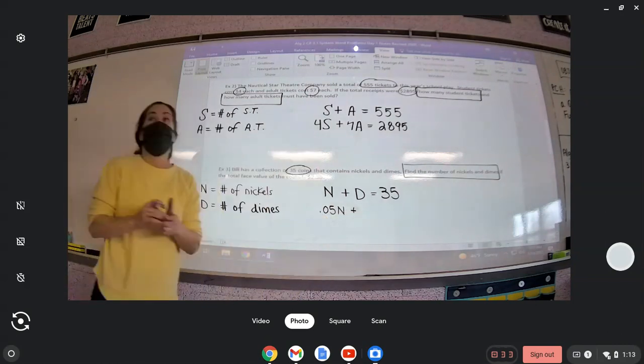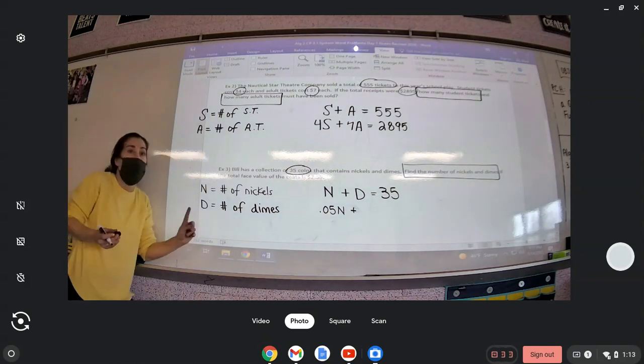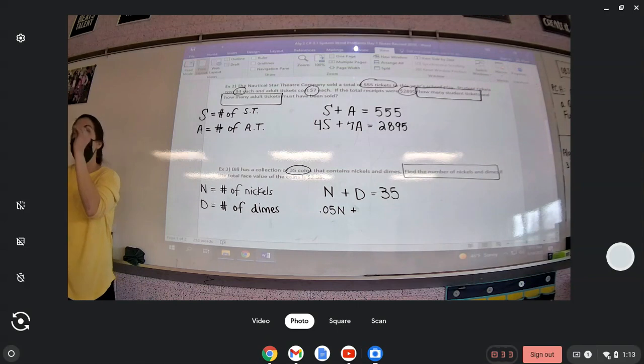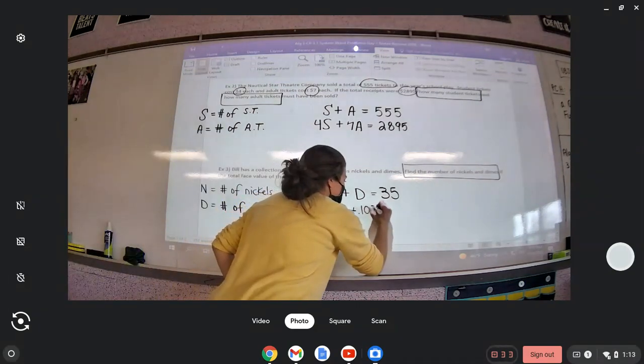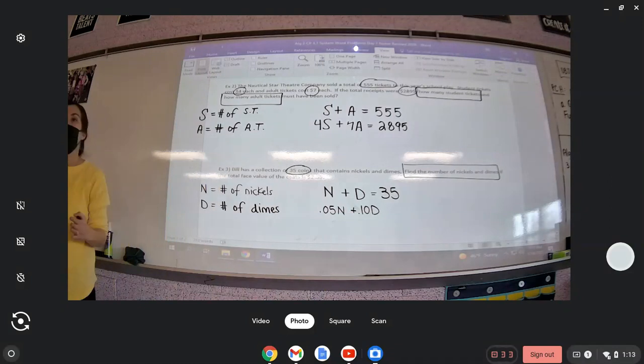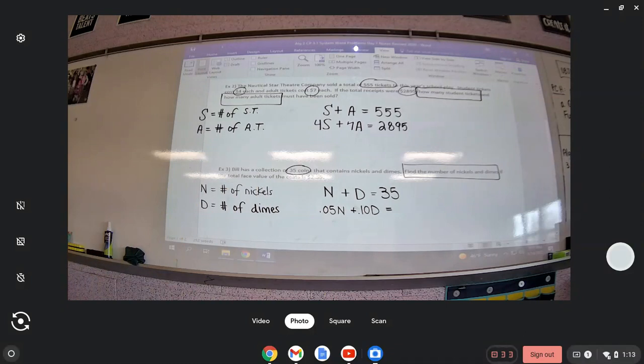Plus, on top of that, what's every single dime worth? 0.1, right? 10 cents. So that's 0.1 per dime. So that's 0.1 times D. I'm just going to put 0.10 times D. You don't need the zero though. And then that should equal, now we can talk about money. We're talking about money. How much total money was there?